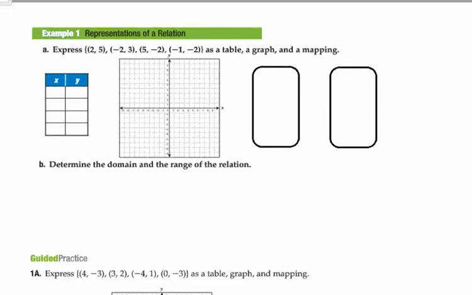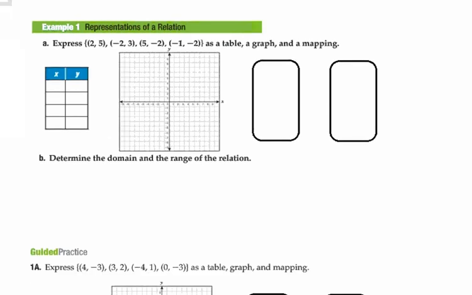All right, let's go ahead and look at example 1. It says that we're supposed to express this relation as a table, a graph, and a mapping. All right, first off, we're supposed to put all of our X values here, our Y values here. So really what we're doing is we're just taking those ordered pairs and getting rid of the parentheses as well as the comma. So 2 is related to 5, -2 is in relation to the 3, 5 is in relation to the -2, and -1 is in relation to the -2.